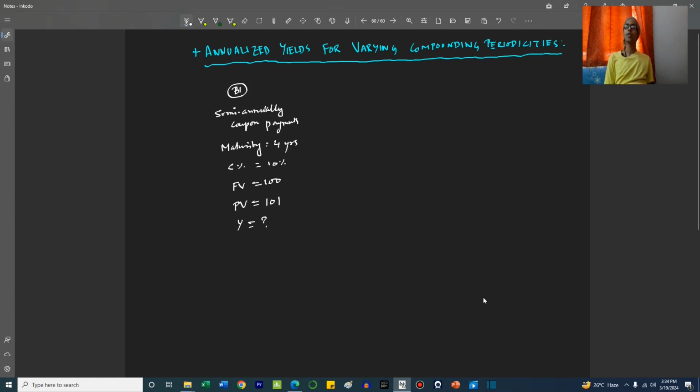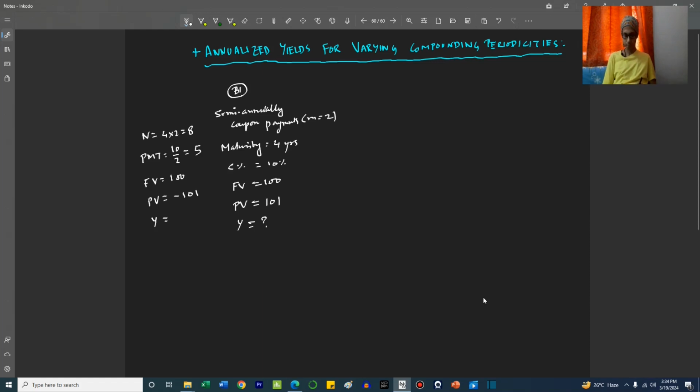Now, if it is paying coupon semi-annually, we can say periodicity or m is equal to 2. Therefore, the number of periods is 4 into 2, which is 8, and the periodic payment is 10 by 2, which is equal to 5. Future value is 100, present value is by convention minus 101, so we can easily find out the required return.